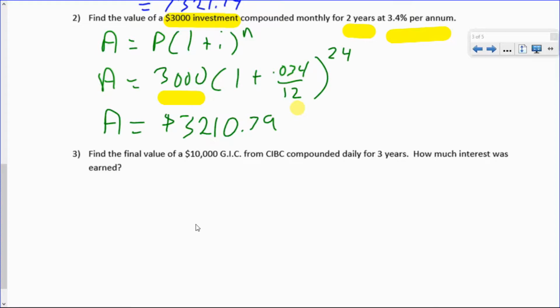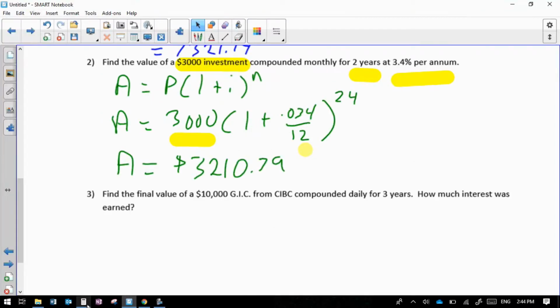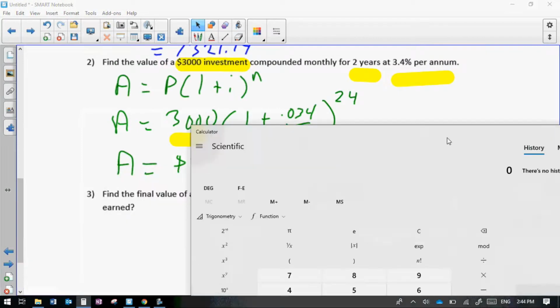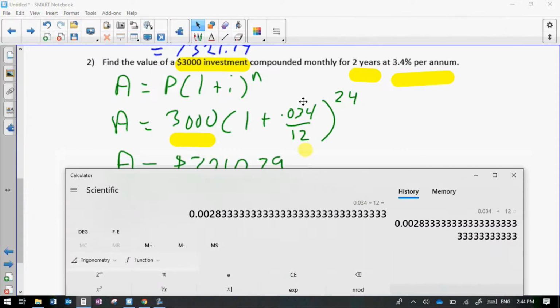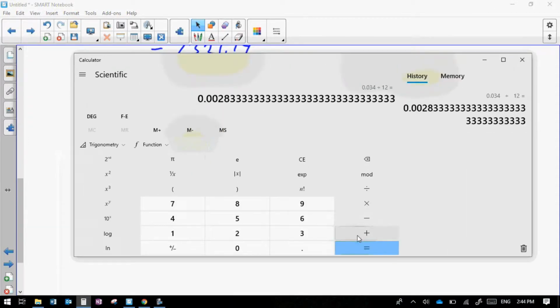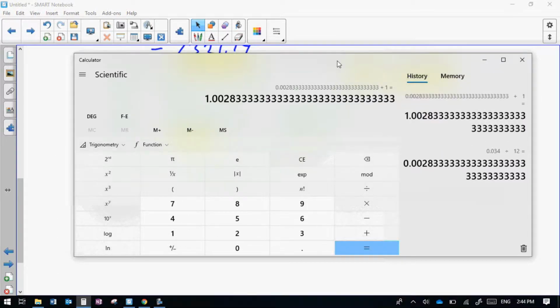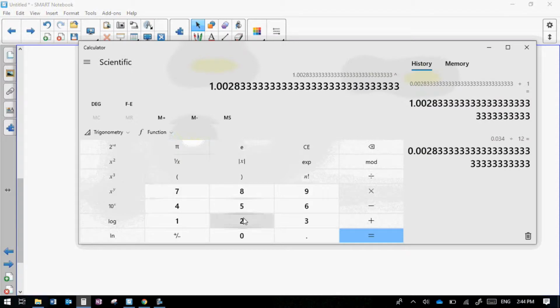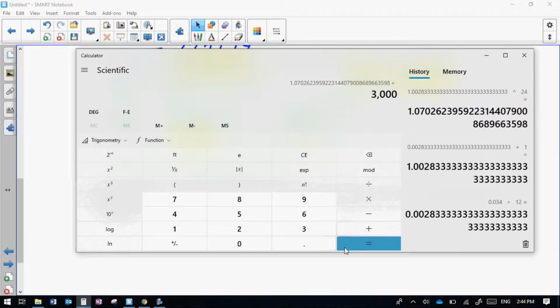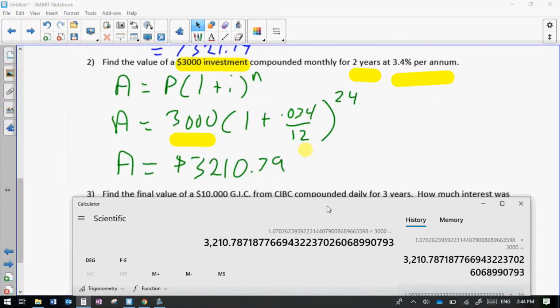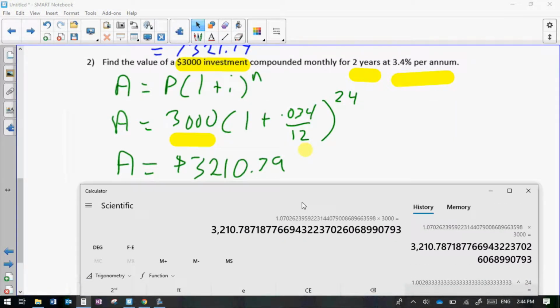Now, perhaps you're having trouble with this step of plugging it into your calculator. I can show you on the calculator I have on my computer here what that would look like. So I pull my calculator up, and if you're having trouble, I recommend starting with 0.034 divided by 12. Okay, so then I figured out that amount right there. I don't want to round that. I'm going to add it to 1. I get that. And then to the power of 24, so my power button, 24, equals, and then finally take that and multiply it by 3,000. And there's your final answer of $3,210, and if it's rounded correctly, 79 cents. You do need to be able to round to the nearest cent correctly when we deal with money.